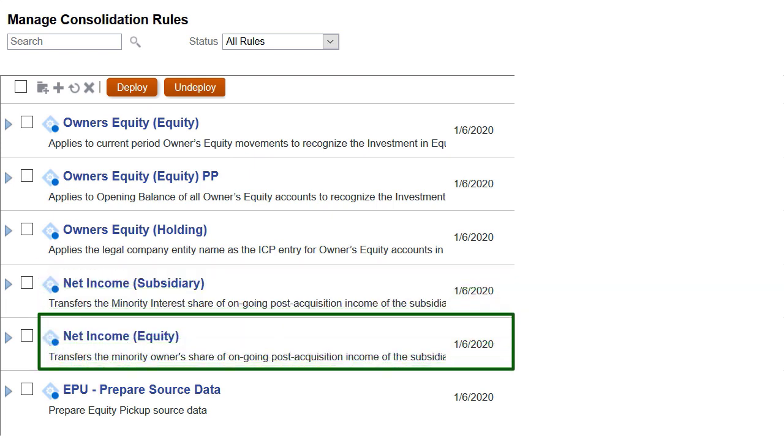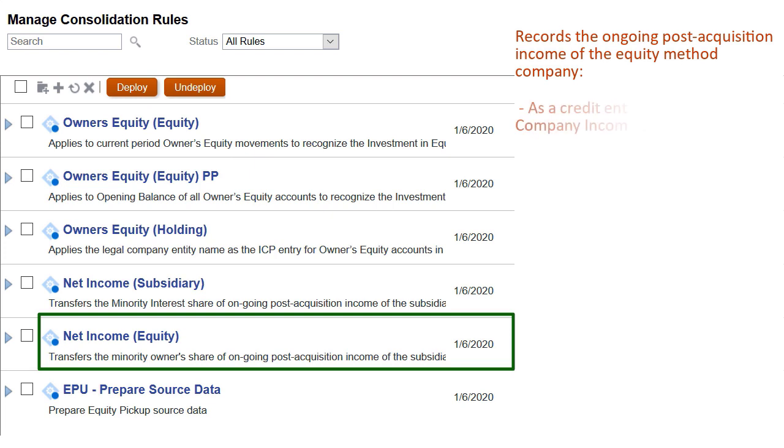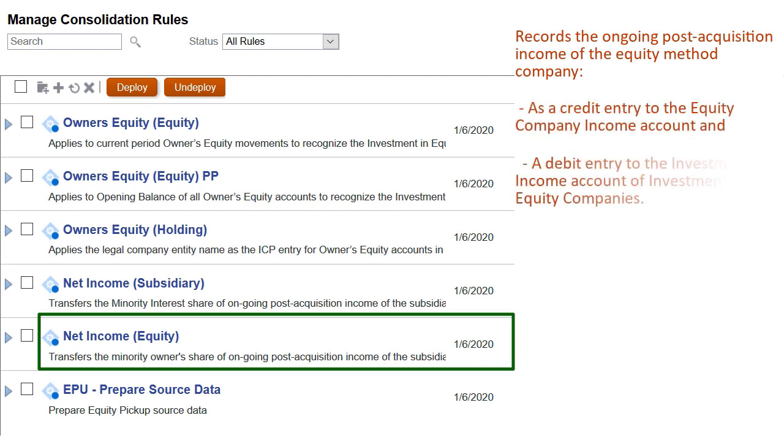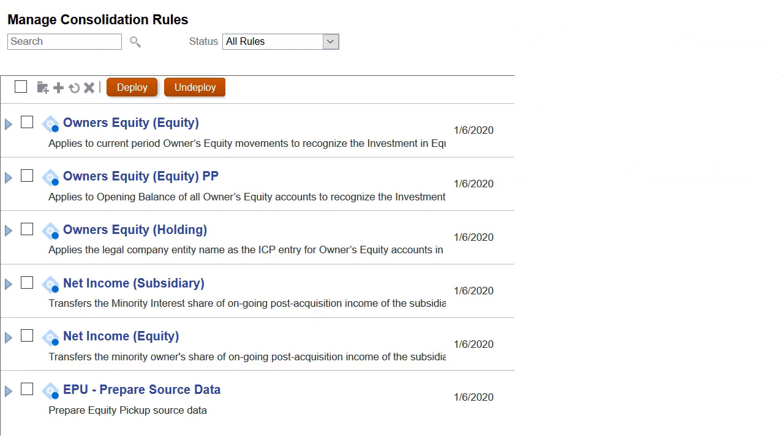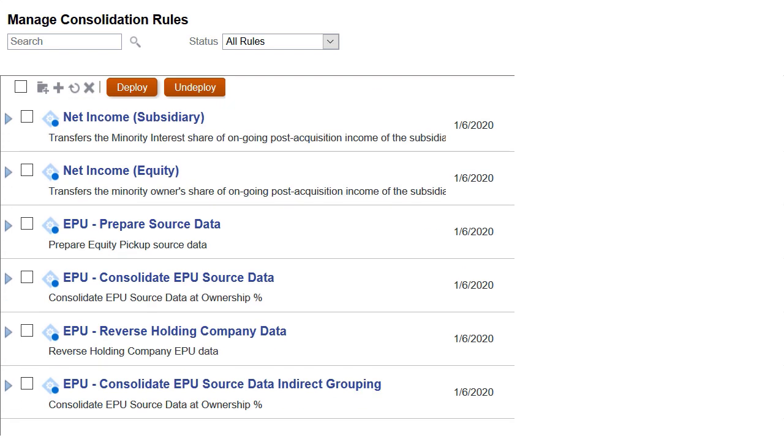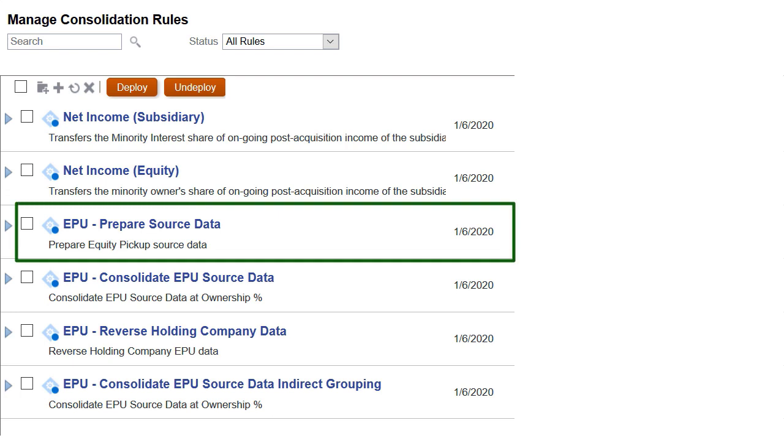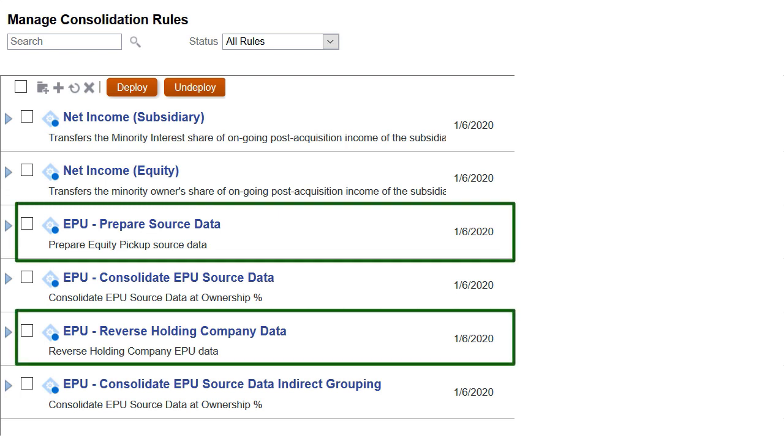The net income equity rule set records the ongoing post-acquisition income of the equity method company as a credit entry to the equity company income account and a debit entry to the investment income account of investment in equity companies. If you are using equity pickup, you must deploy the rule sets prepare source data and reverse holding company data. You can modify these rule sets to meet your specific needs.